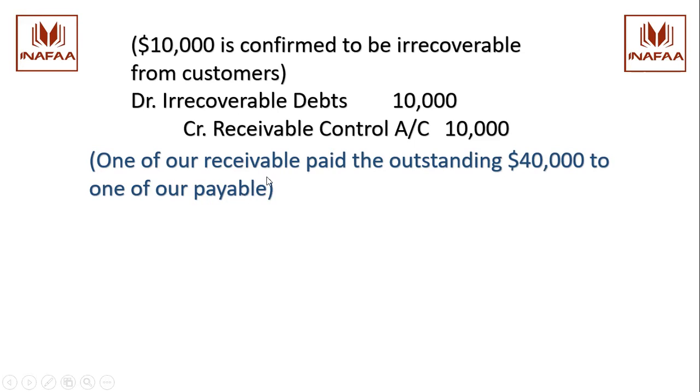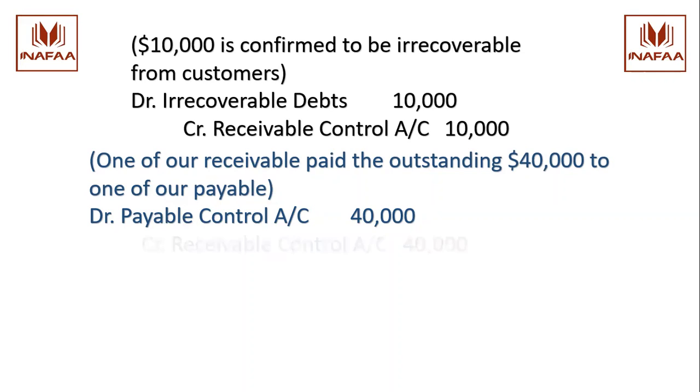So payable is a liability. Whenever a liability is reduced, it's a debit entry. So I will debit payable control account. Now remember, if I am preparing the receivable control account, I might also be preparing the payable control account. So I will pass this entry by debiting the payable control account instead of the individual payable account. The corresponding credit entry is decreasing my receivable as well, because one of my receivables has paid $40,000 to one of my payables. So I am decreasing my liability as well as my asset. Whenever a liability is decreased, it's a debit entry, and whenever an asset is decreased, it's a credit entry.